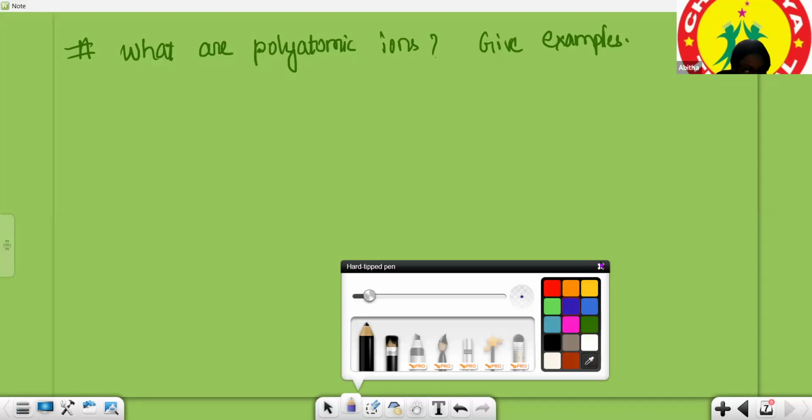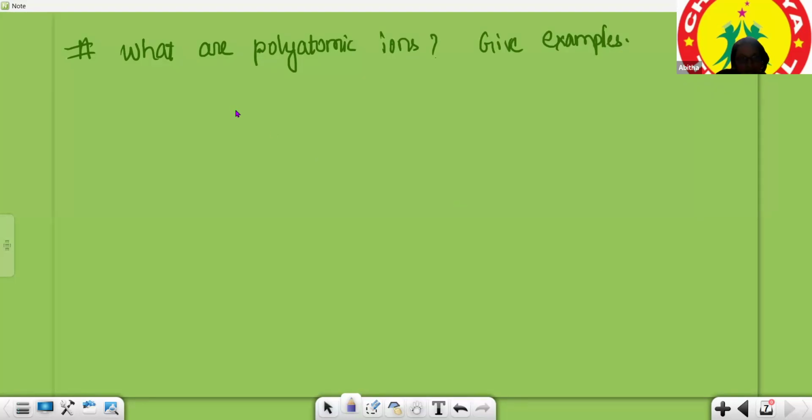Okay. So polyatomic ions are a group of atoms, and we are saying ion. Ion means there is a charge on it. So there are many atoms which are having a charge. So those are considered as polyatomic ions.